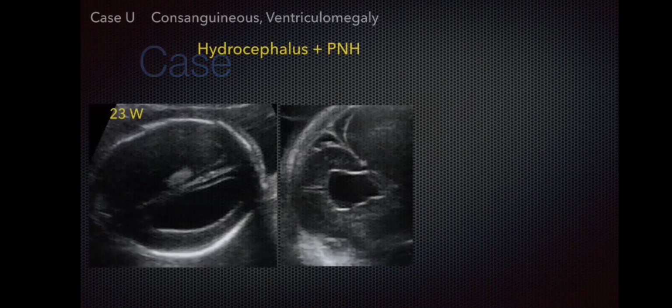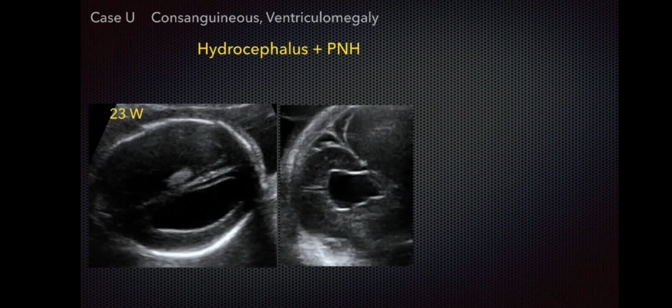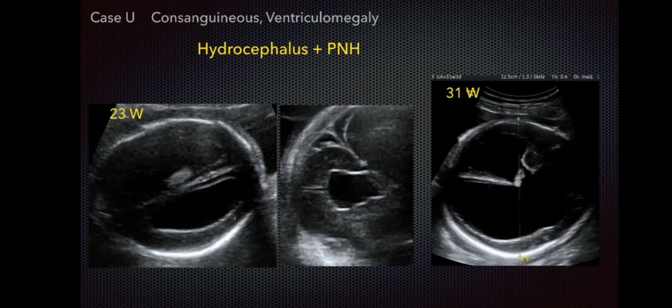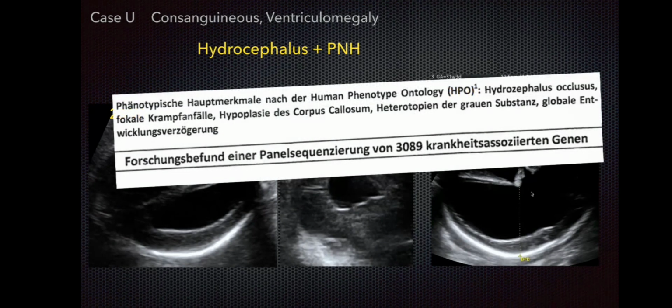But so that you don't get depressed, this is a case I saw in an Arab family, consanguineous: ventriculomegaly, periventricular heterotopias, as you see here and here. And this at 31 weeks. And guess what it is? You cannot know, because we checked in this child after a few years, 3,000 genes, and no one has discovered yet what's going on. So it's not always that you are able to see it.